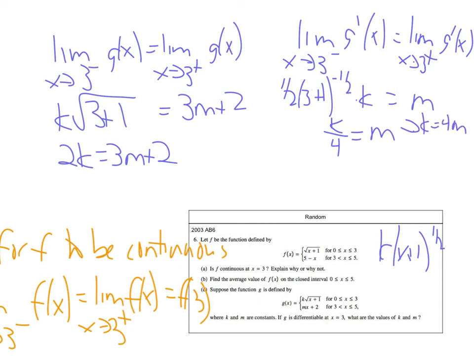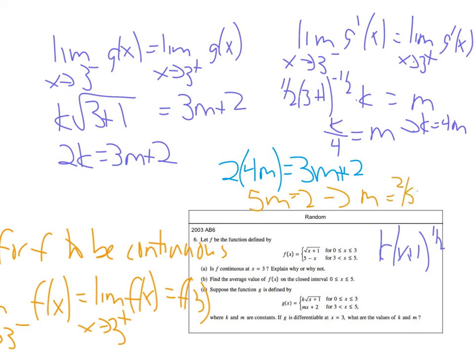And then put these equations together. If k is 4m, you have 2 times 4m equals 3m plus 2. 2 times 4m is 8m, minus 3m is 5m, equals 2, which means m is 2/5. Ooh, I forgot an equal sign. m equals 2/5, which means k is 8/5.